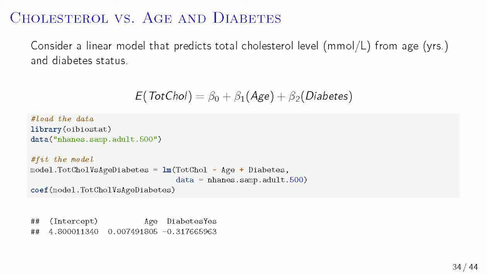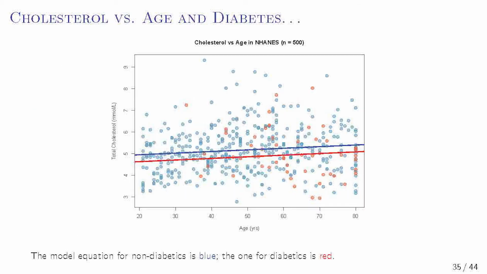So consider a linear model that predicts total cholesterol level from age and diabetes status. Here we have our expectation of total cholesterol is equal to beta naught plus beta 1 times age plus beta 2 diabetes. We can run that model and find that our intercept is 4.8, our age coefficient is 0.00749, and our diabetes is -0.3. Now here's our plot.